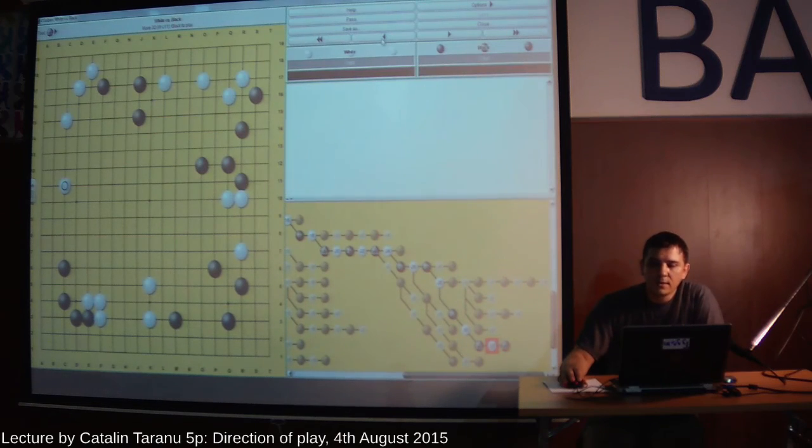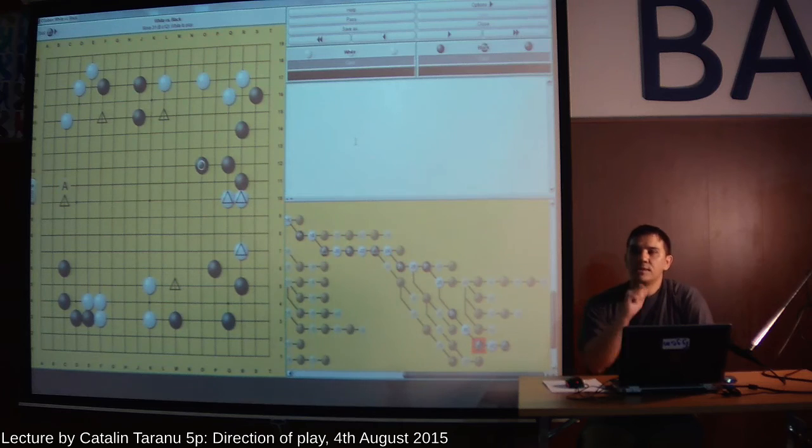So in Go, these kinds of situations are most important. When you have groups like this that are not yet clearly alive, you should not let them be completely surrounded. So in this situation, the next move should be quite clear. The idea of the next move, what to do: we should not allow this white group to be surrounded. This is the idea.